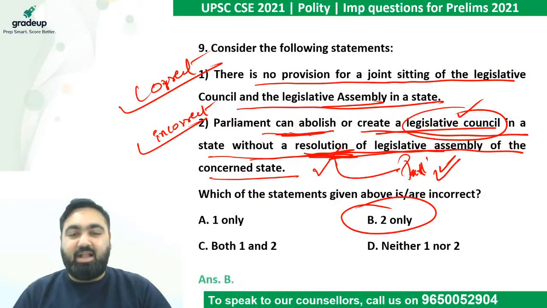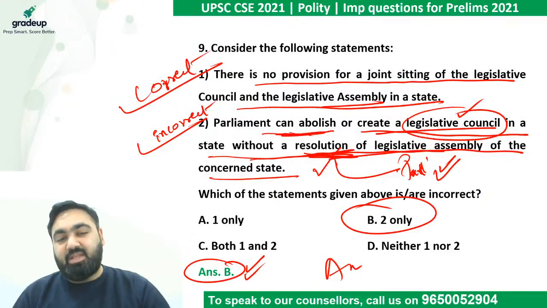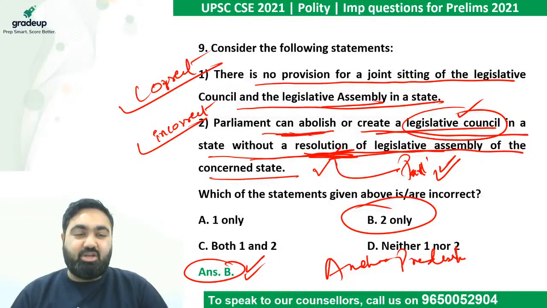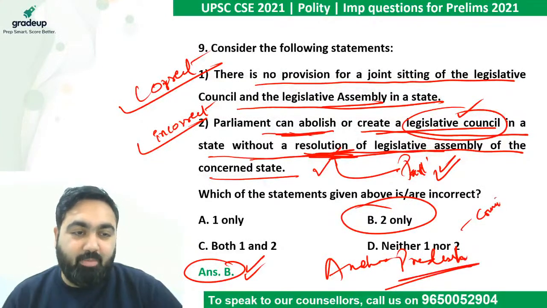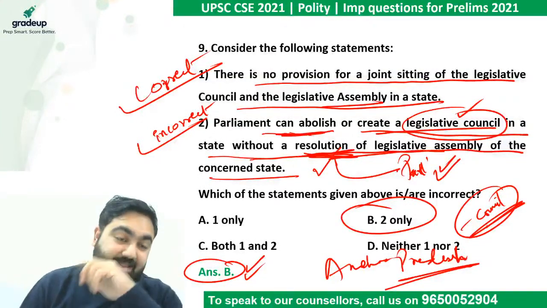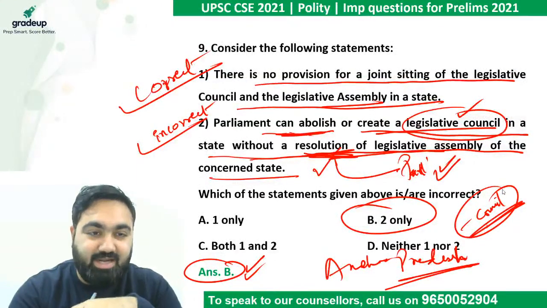You have to tell the incorrect one. Second is the incorrect one. For example, Andhra Pradesh government or assembly recently passed a resolution and sent it to the parliament saying that we want to remove or abolish our council. So first the state has to pass it and only then it can go to the parliament. Okay, so make sure that you understand this.